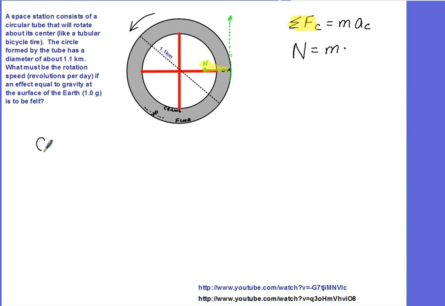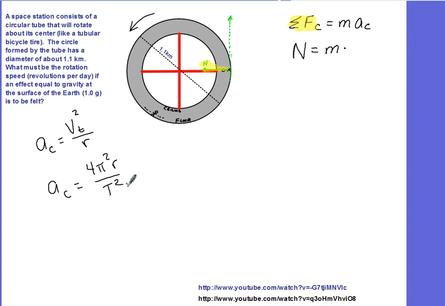We had two ways for us to calculate a sub c. One was v squared over r, that would be the tangential speed over r. And the other way that we could find the centripetal acceleration was 4 pi squared r over t squared.